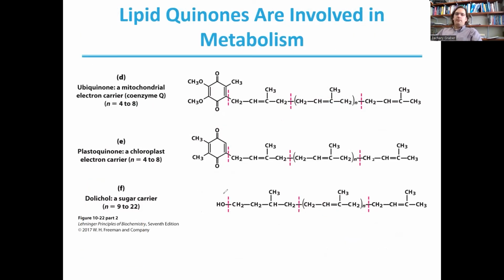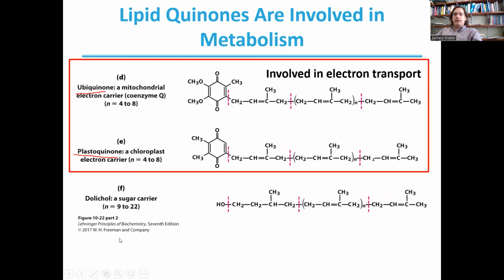Another example of our biologically active isoprenoids is our lipid quinones. Ubiquinone and plastoquinone are both involved in electron transport. So this is a key part of our metabolism, where we need to take electrons and use those to reduce oxygen to make water, and the energy from this process is used to help fuel our body.